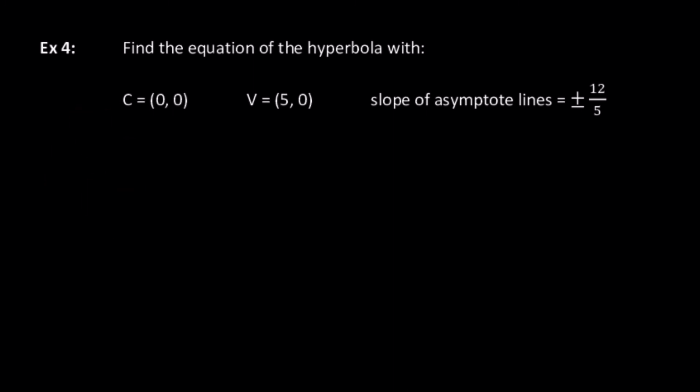So I'm going to make a quick thumbnail sketch here. Center is 0, 0. One vertex is 5, 0. That's a vertex. So if that's the center and that's a vertex, I know it's going to be a left-right. Okay, I know that one's going to come in here. I don't really need that distance.